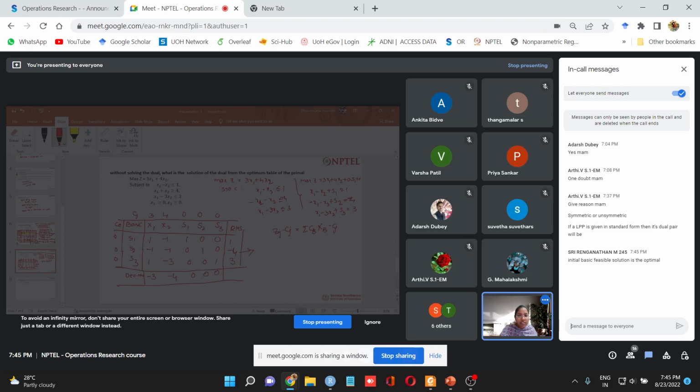Is this an optimal initial basic feasible solution? Here we have involved minus 4 in the RHS.